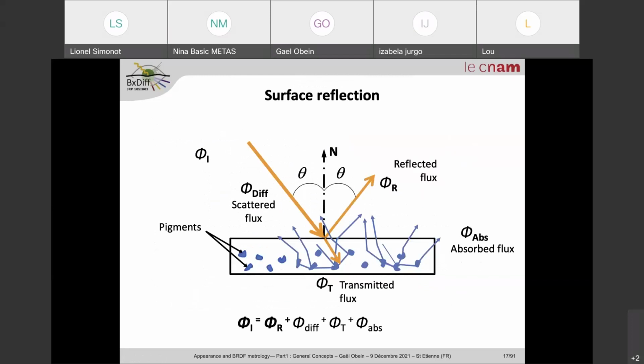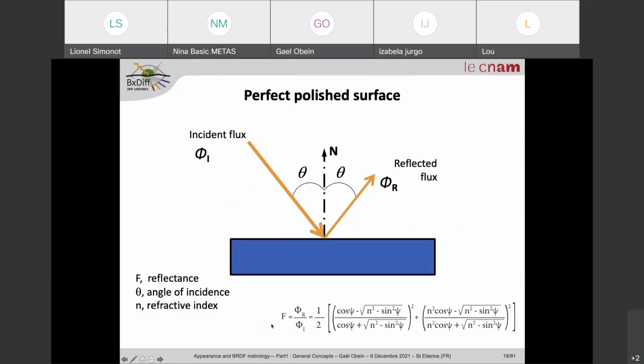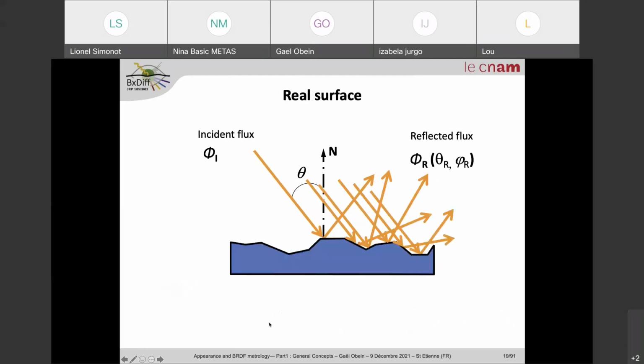The surface is like this. When you illuminate your surface, one part of the light is reflected at the interface, another part is transmitted, then it can be absorbed, it can be re-emitted, it can be transmitted. That part we don't care for gloss. We care only about that part, which is the light that is reflected by the surface. If it's a perfectly polished surface, then all the light reflected will be in the specular direction. And I can even compute the reflectance factor if I know the refractive index.